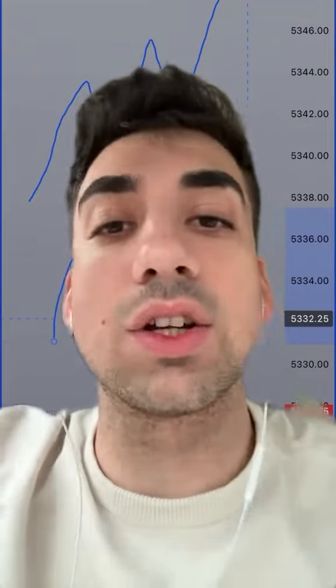First thing to know about divergences is they only work on correlated assets. For example, ES and NQ, which would be the S&P 500 and NASDAQ 100, they tend to move pretty much together. You can use it for other concepts, for example, gold, dollar, anything that's kind of correlated. Now let's go over bullish divergence.